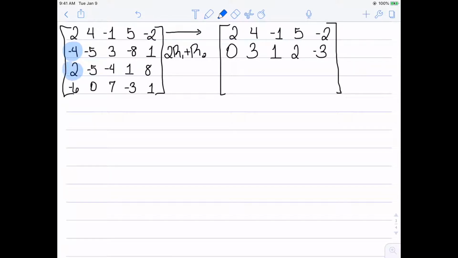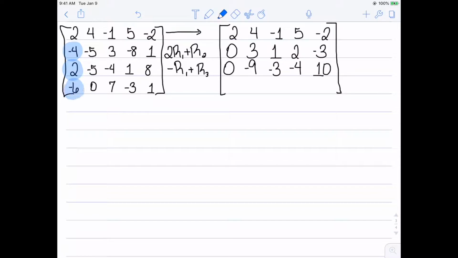We now want to get a 0 in our next spot. And I can do this with negative row 1 plus row 3. -2 plus 2 is 0. -4 minus 5 is -9. -1 is 1, minus 4 is -3. -5 plus 1 is -4. -2 is plus 2, plus 8 is 10.